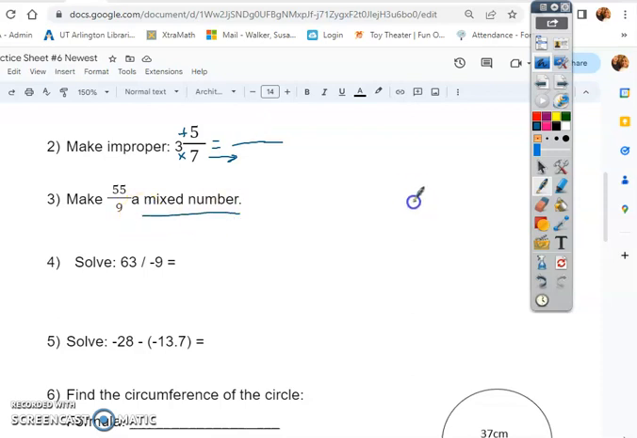Make it mixed, not a decimal. That is just divide, okay? We don't make it a decimal. We take whatever the remainder is and put that on top, okay? 9 won't go into 5. I'm going to let you finish this now.